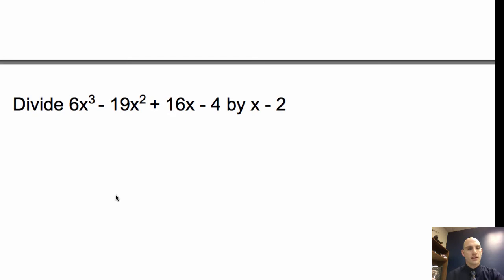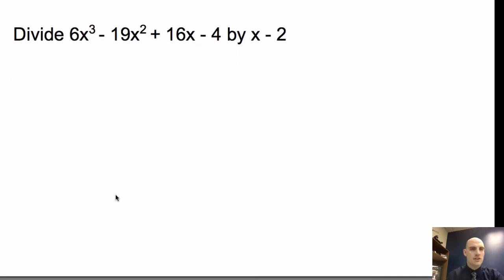We're going to do two different things today. We're going to do polynomial division. We're also going to do synthetic division. Both of them have the same aim, and polynomial division is kind of the long division of polynomials. So let's get right into it.